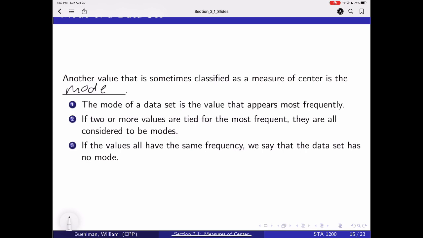So if we have two values that appear the same number of times and it's more than all the rest, then we have two modes. If you have three values that appear more than everything else, then it's three modes, and so on. If all values have the exact same frequency, so all values appear the exact same number of times, we say the dataset has no mode.